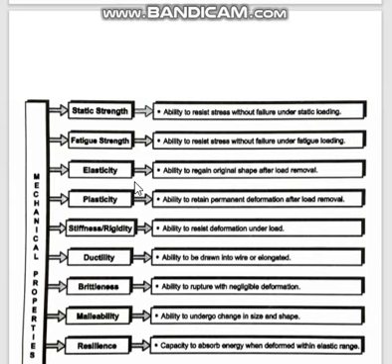Then elasticity, you have studied already: the ability to regain its original shape after the load is removed. When a machine component is loaded and the load is removed, and then it regains its original shape, it is said to be elastic. Then next is plasticity. Plasticity means the ability to retain permanent deformation after load removal.